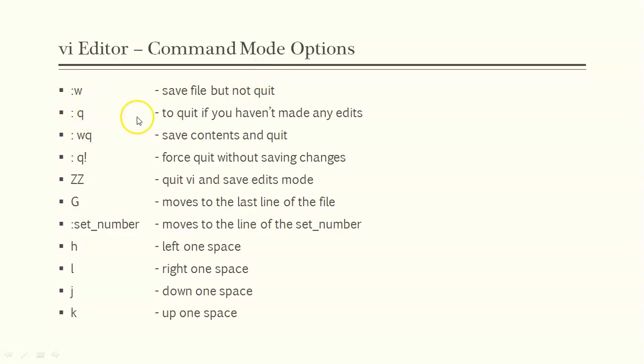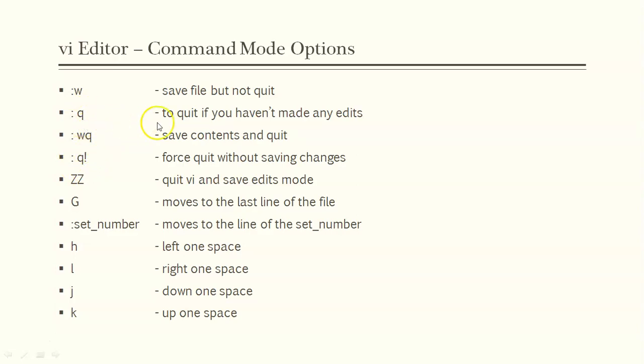Now look at :q. It is to quit if you haven't made any edits. If you haven't changed anything inside a file, then you can simply quit it with :q. And :wq saves content and quits the file. Now look at :q!. What exactly is this? What is the difference between :q and :q!?